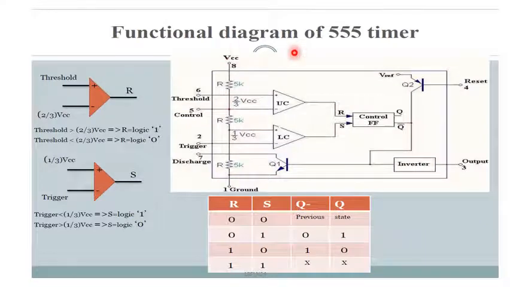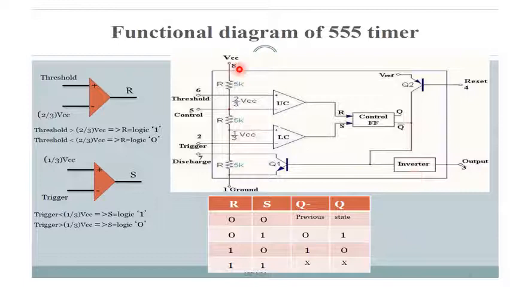Next, this is the functional diagram of the IC 555 timer. It has 3 resistances of 5 kilo ohm each, and 2 comparators. Basically it is like an op-amp. One is the upper comparator, the other is the lower comparator. We have one flip-flop, an SR flip-flop, and 2 transistors, Q1 and Q2. One is to reset, and another, as I mentioned, is the discharge transistor. And one more block, which we call the inverter.